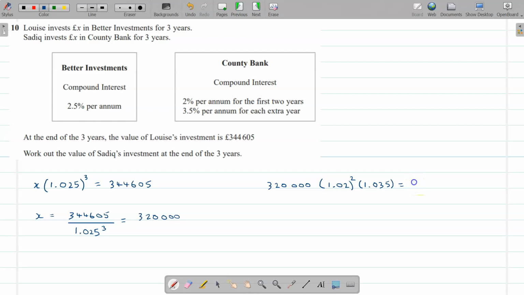344,580.48. Okay, it finishes exactly there at the 2nd decimal place. So that is how much he has at the end of that investment. And that's the answer.